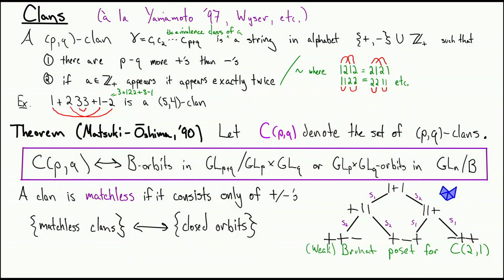So here's an example of a 5-4 clan with the arcs drawn in. I'm not going to draw the arcs from now on. And I'll just note that Matsuki and Oshima proved that this was the right set for the set of B orbits in the symmetric space, or once again, K orbits in the flag variety.